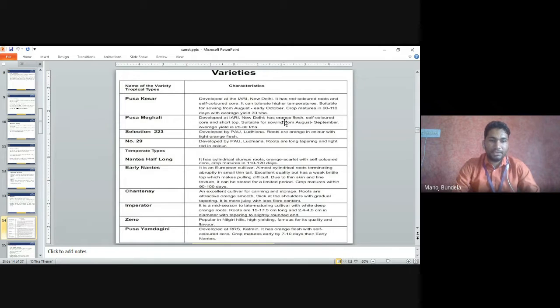Pusa Yamdagini, developed from RRS Katrain. It has orange flesh with self-colored core. The crop matures 7 to 10 days earlier than the early Nantes. So these are some important varieties: Pusa Kesar, Pusa Meghali, selection 2 to 3, number 29, which are tropical type varieties. Temperate type are early Nantes, Chantenay, Imperator, Geno, and Pusa Yamdagini.